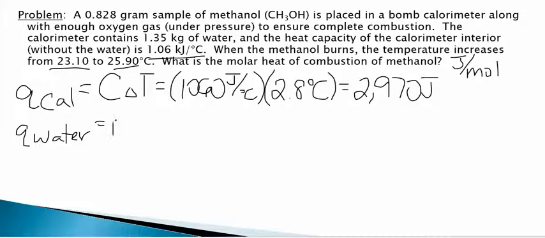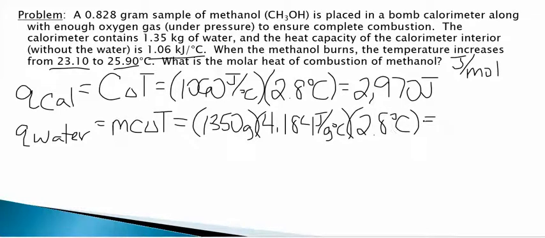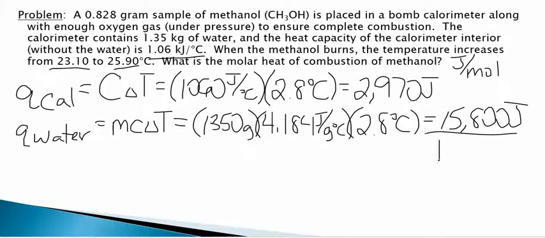Now the water will also absorb some heat. MC delta T, we have 1,350 grams of water. Specific heat is 4.184 joules per gram degree Celsius. Delta T is 2.8. So the water absorbs 15,800 joules of heat. Add those together. Total, they absorb 18,800 joules.